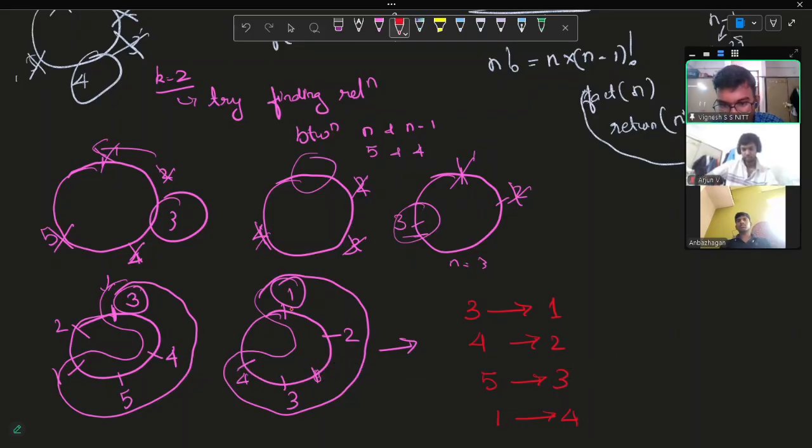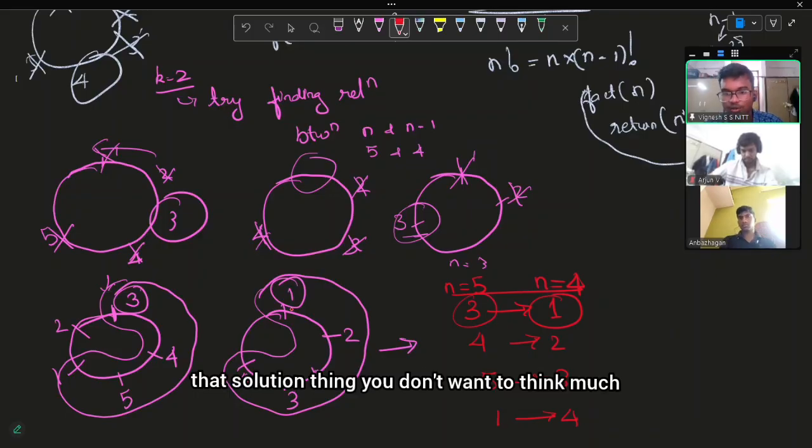Like, this is for, I will write that as well. N is equal to 5. This is for n is equal to 4. Here also, this is the solution. So that solution thing you don't want to think much.